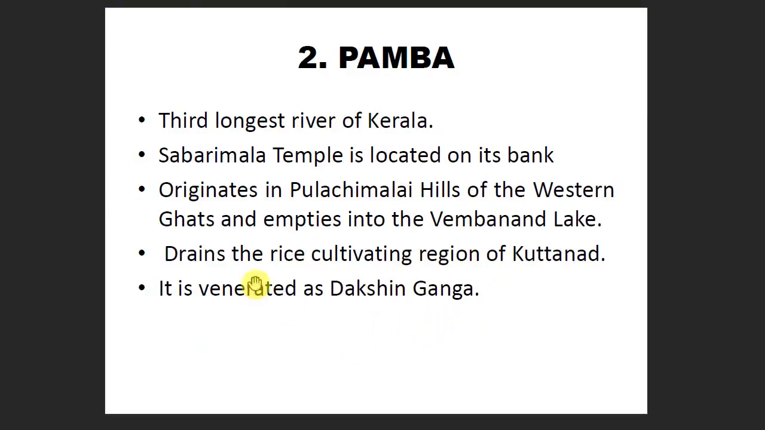And this river is also venerated as Dakshina Ganga, just like Kaveri and Godavari is the Vriddha Ganga, also referred to as Dakshina Ganga, and it drains the rice cultivating region of Kuttanad, and we know that the Kuttanad rice system of rice intensification has been there. Some below-sea-level farming has also been there, and FAO has recognized it as a globally important region for agricultural practices actually.